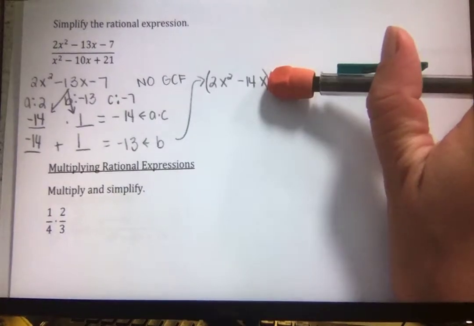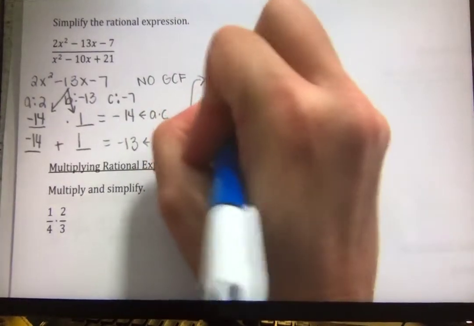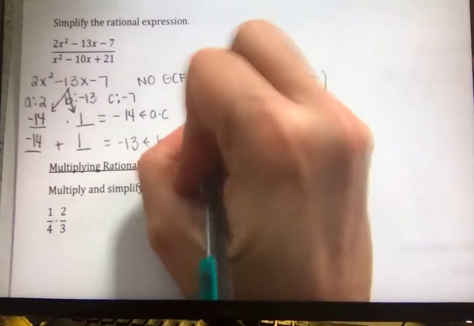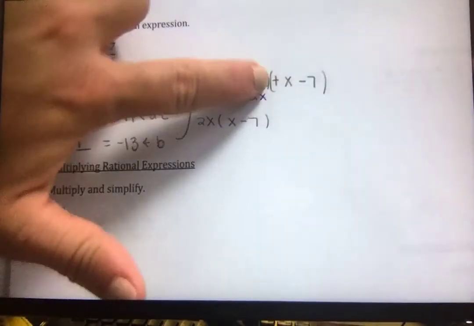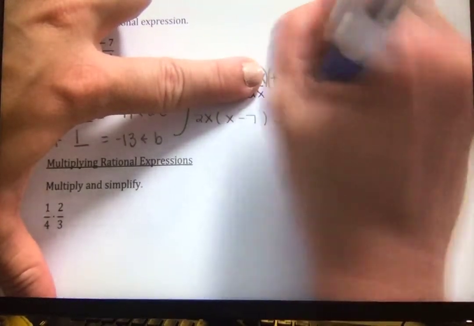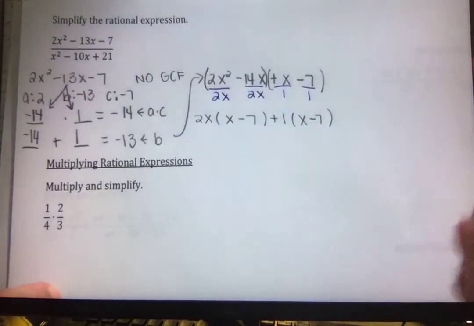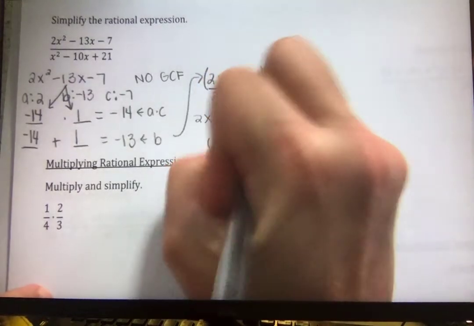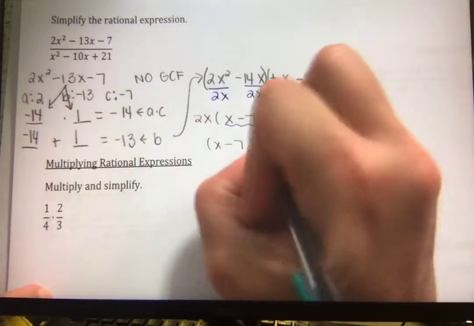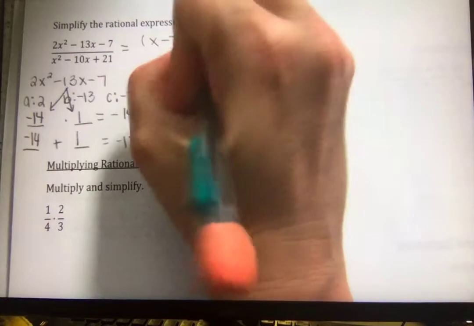Looking at our first two terms, 2x squared minus 14x, 2x will be our GCF coming out front, and we're left over with x minus 7. Looking at our next two terms, we have x minus 7. We want x minus 7 to be left over, so I'm going to factor out a GCF of positive 1, and I'll be left with x minus 7. We know we did something right because I have 2x times x minus 7 plus 1 times x minus 7. So x minus 7 is going to be one factor, and 2x plus 1 will be our other factor. So up top, we factored 2x squared minus 13x minus 7 into x minus 7 times 2x plus 1.